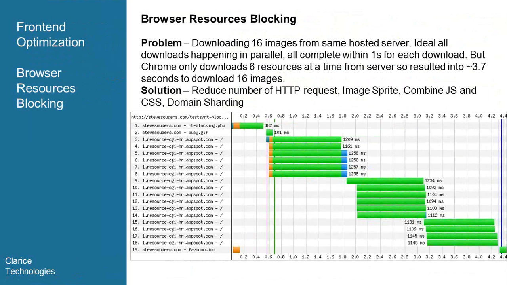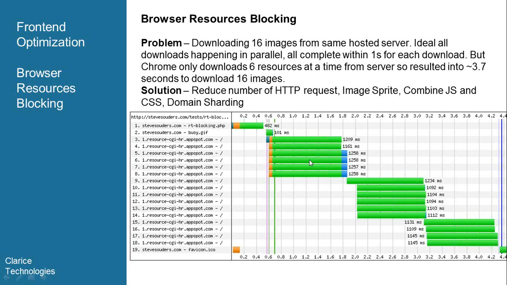What happens is at a time we can send only 6 requests, and then again we have to send 6 requests, and then again we have to send 4 requests. So in total we have to send 16 requests, which goes in like this, and it accommodates a delay of almost 3 to 4 seconds.